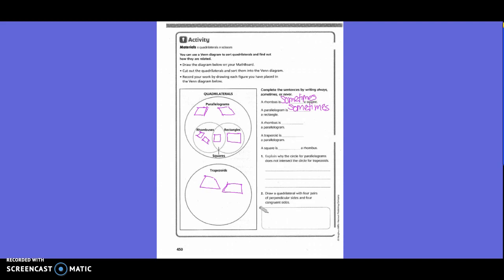A rhombus is blank, a parallelogram. Well, a rhombus has to have what, guys? Two pairs of parallel sides, so it would always be a parallelogram. A trapezoid is never a parallelogram, because trapezoids are down here, parallelograms up here, so they don't ever come across each other. A square is blank, a rhombus.